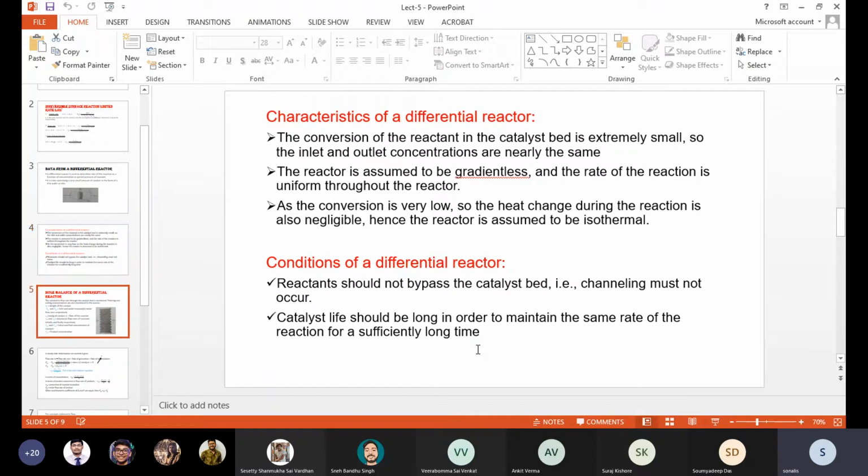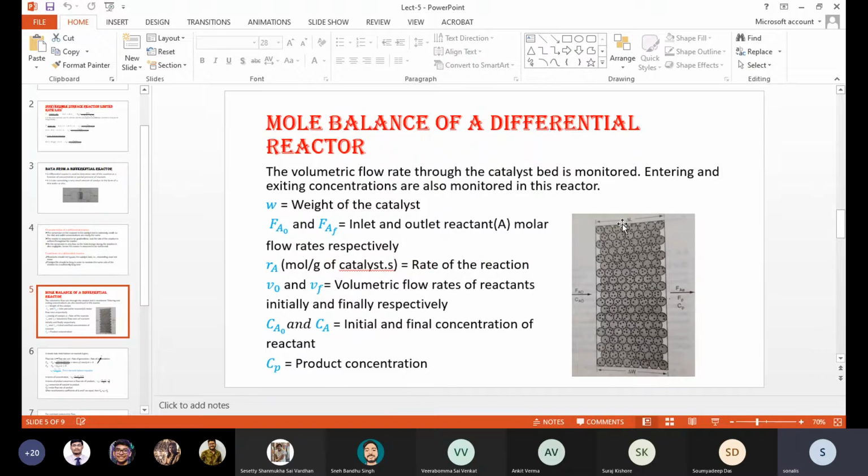These are the conditions. Now obviously we have to do the mole balance for designing a reactor. Mole balance of a differential reactor. The volumetric flow rate throughout the catalyst bed is monitored. Here, look at this picture, we have taken only the catalyst bed, this part in the reactor. Although it is showing two-dimensional, think of it as a three-dimensional small thin circular cylinder, and these are the catalyst particles which are just poured inside the tubular reactor in the form of a thin cylinder.